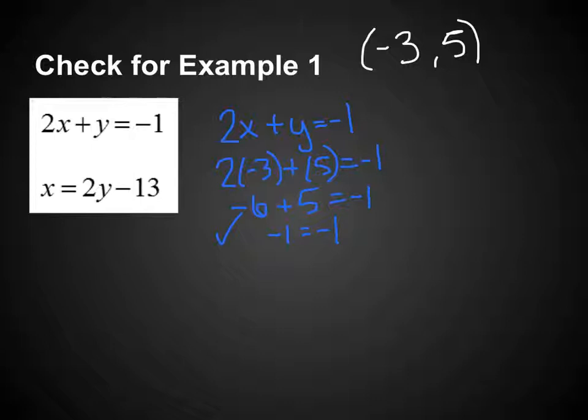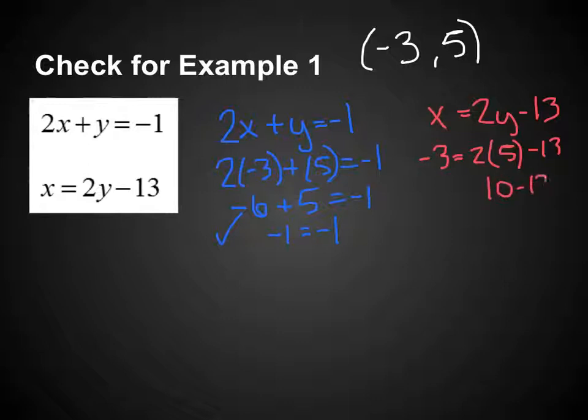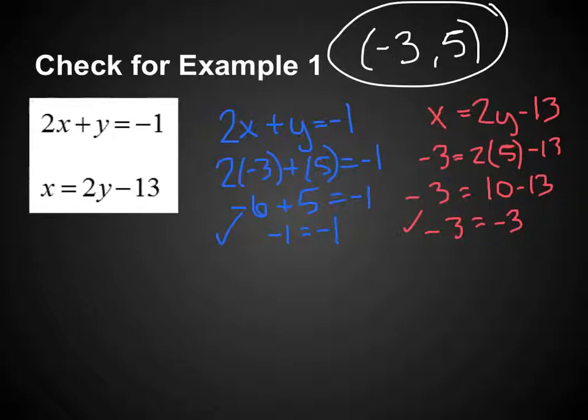Then we're going to plug it in the second equation. x equals 2y minus 13. Our x value is negative 3. Our y value is 5. So when we have 2 times 5 minus 13, 2 times 5 is 10 minus 13. Negative 3 equals negative 3, so this ordered pair works in that equation as well. In order for it to be a solution to the system, it has to work in both equations. So for now, we have a solution that worked in two equations. So our solution for this is negative 3, 5.